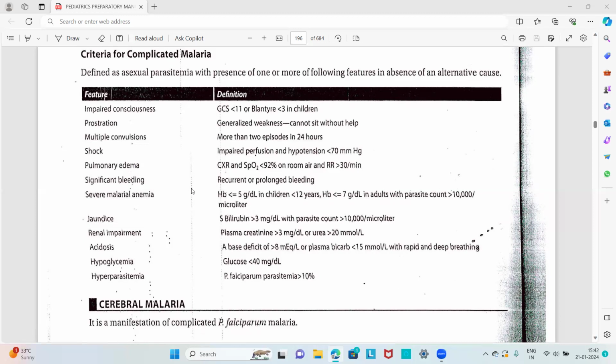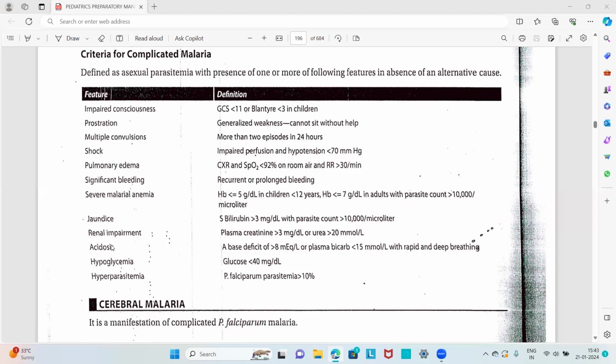Then significant bleeding, that is recurrent or prolonged bleeding. Severe malarial anemia, that is hemoglobin less than 5 gram per deciliter in children less than 12 years, and hemoglobin less than 7 gram per deciliter in adults, with a parasite count greater than 10,000 per microliter. The presence of jaundice is also a criterion, that is serum bilirubin greater than 3 milligram per deciliter with a parasite count greater than 10,000 per microliter. Also renal impairment, with plasma creatinine greater than 3 milligram per deciliter and urea greater than 20 millimole per liter.